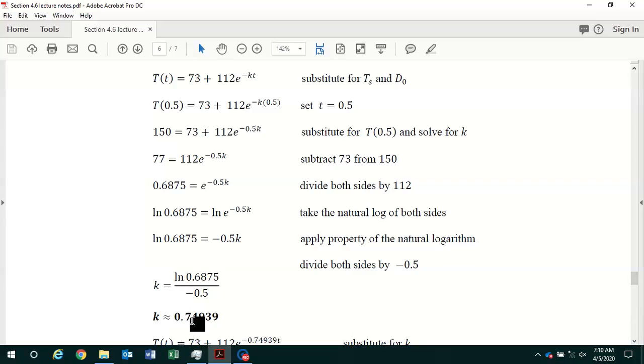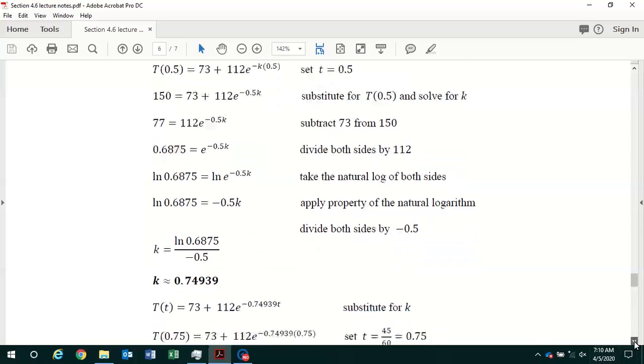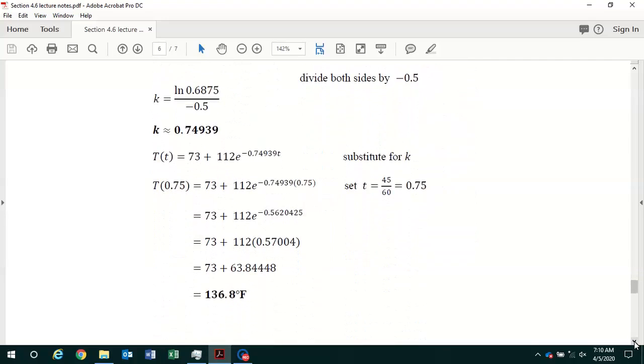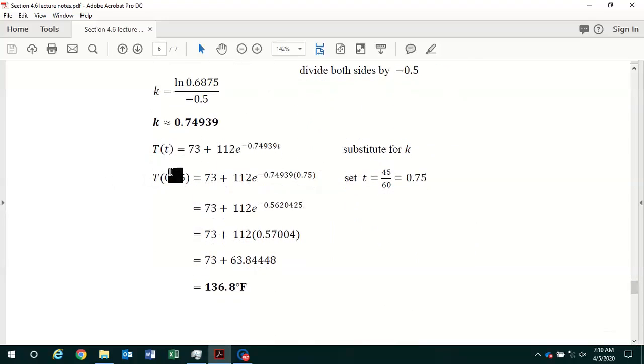Now we take this value of k and plug it in for k in our model. When we do that, the temperature of the turkey at time t is equal to 73 plus 112 times e to the minus 0.74939 t power. And now we can calculate the temperature of the turkey after 45 minutes.